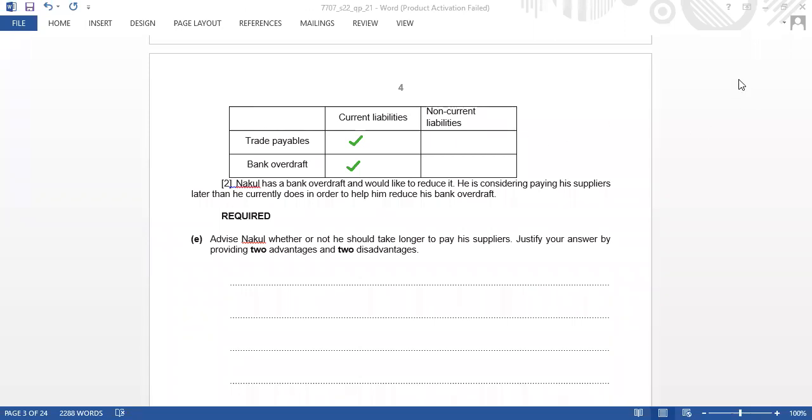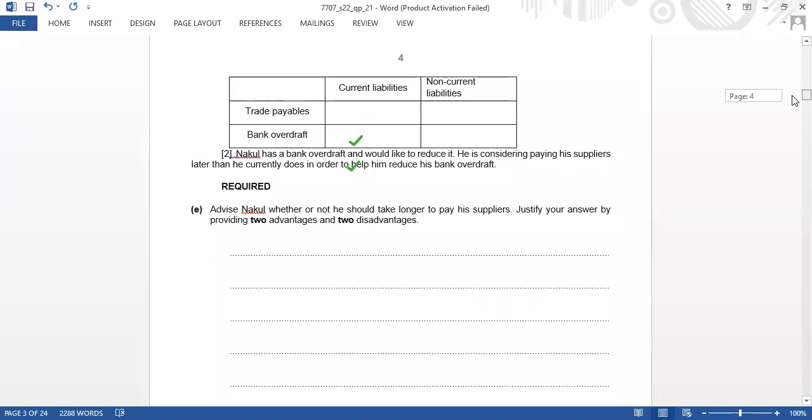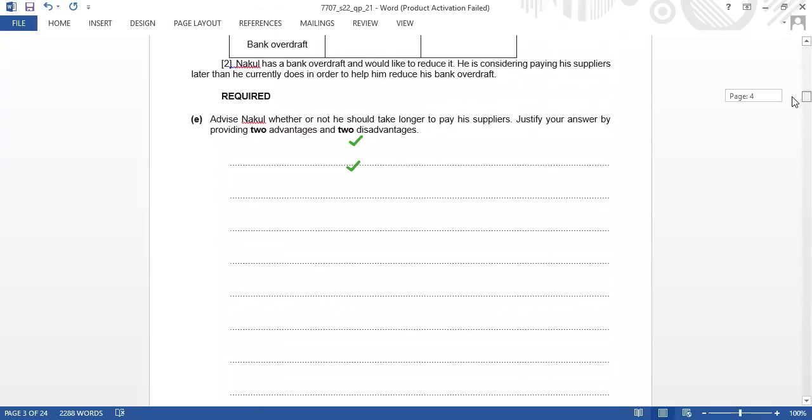Okay, moving towards the next part. Nakul has a bank overdraft.